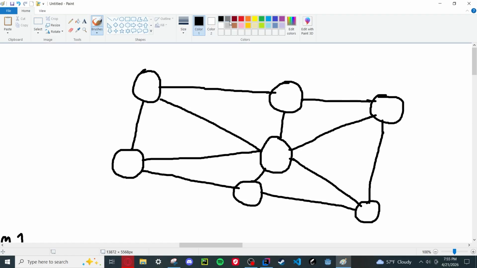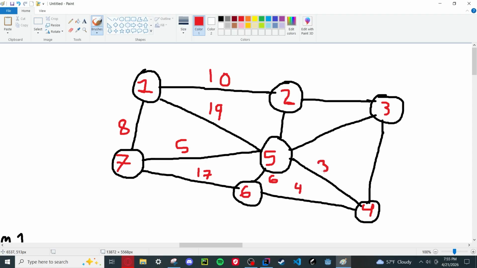And on top of that, these all have weights. So I'll say this is vertex 1, vertex 2, vertex 3, vertex 4, vertex 5, vertex 6, vertex 7. This has a weight of 10, a weight of 19, a weight of 5, a weight of 8, a weight of 17, a weight of 6, a weight of 4, a weight of 3, a weight of 9, a weight of 8, a weight of negative 1, and a weight of 6.